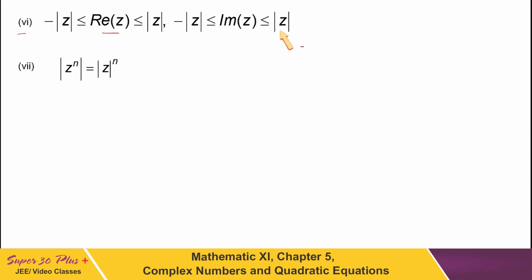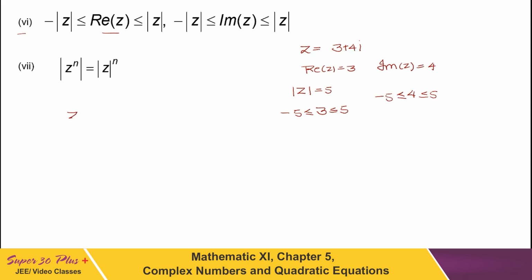Let, for example, z is equal to 3 plus 4 iota. What is the real part of this complex number? It is 3. And what is the imaginary part of this complex number? It is 4. And what is the value of mod of z? It is 5. You can easily observe that 3 lies between minus 5 to 5, isn't it? And 4 lies between minus 5 to 5. That's why we can say property number 6 is valid.